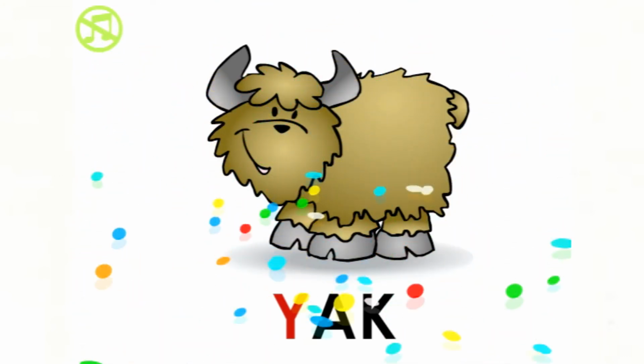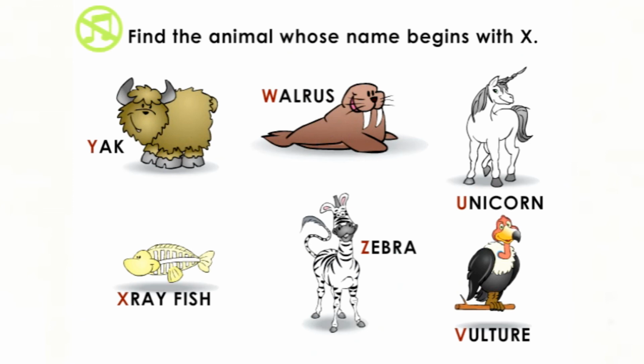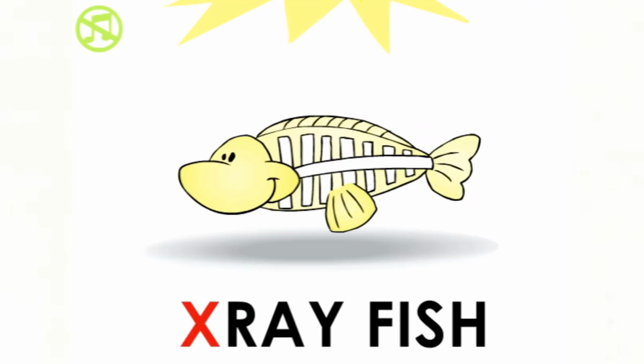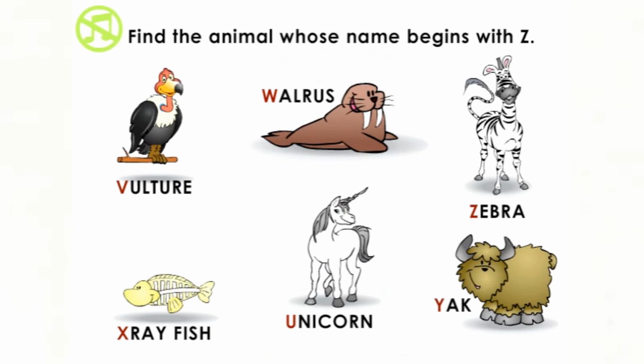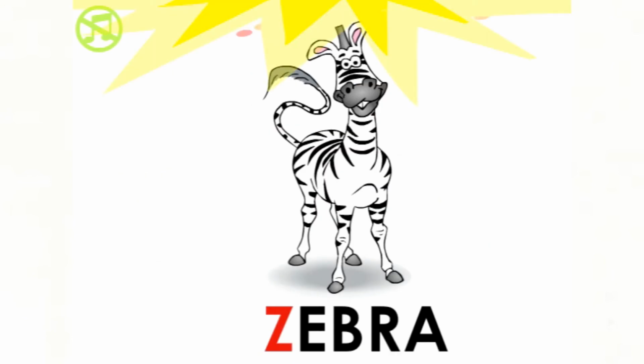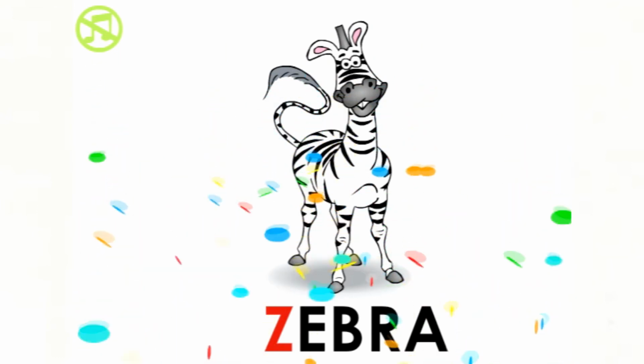Yes! Yak begins with Y. Find the animal whose name begins with X. Fantastic! X-ray fish begins with X. Find the animal whose name begins with Z. Super! Zebra begins with Z.